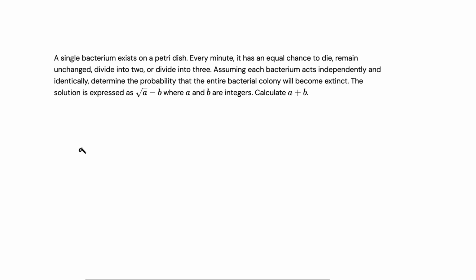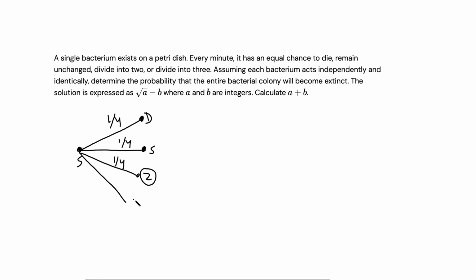So, to solve this problem, because we have a bunch of states transitioning to each other, it will be helpful to draw a tree. At the starting state, it can either go into the death state with 1/4 chance, it can stay the same, which means remain at the start state, with 1/4 chance, or it could divide into two with 1/4 chance, or it could divide into three with 1/4 chance. So to solve this problem, we now need to find the probability that it dies.